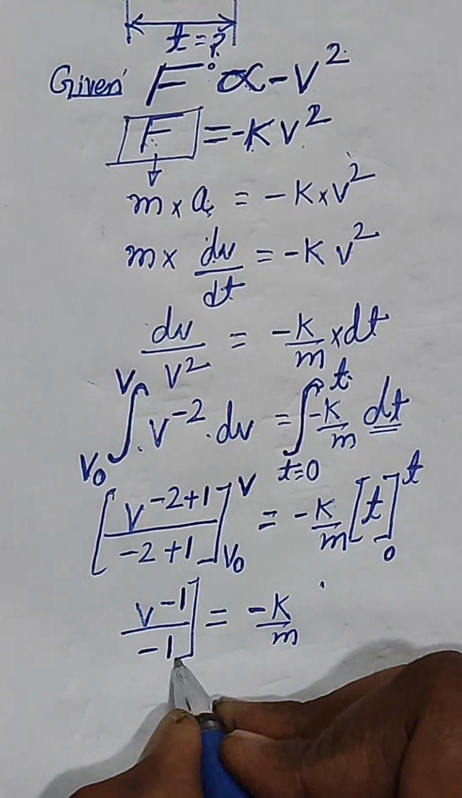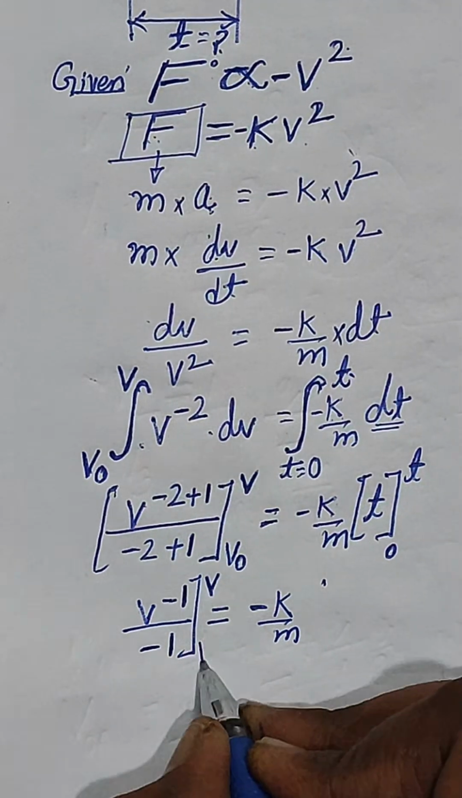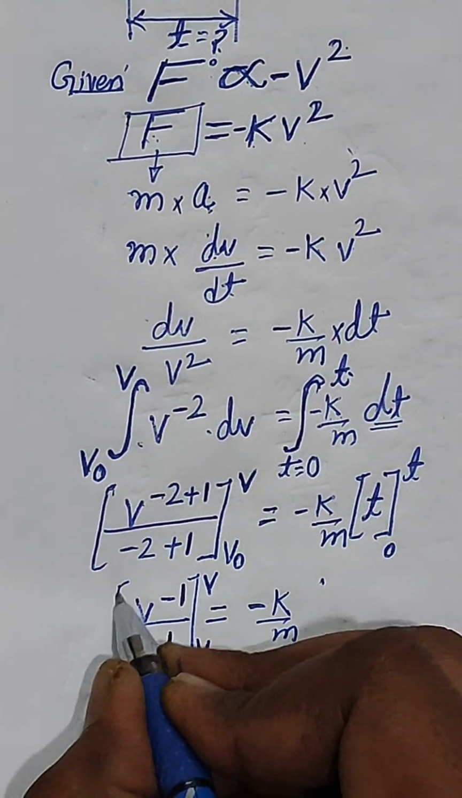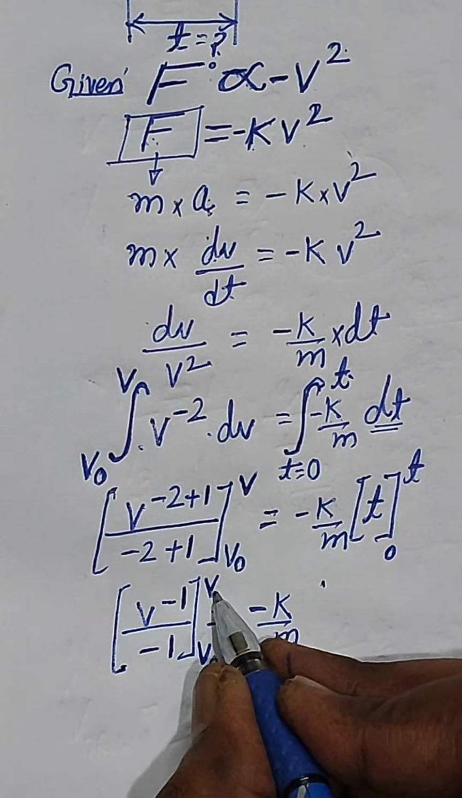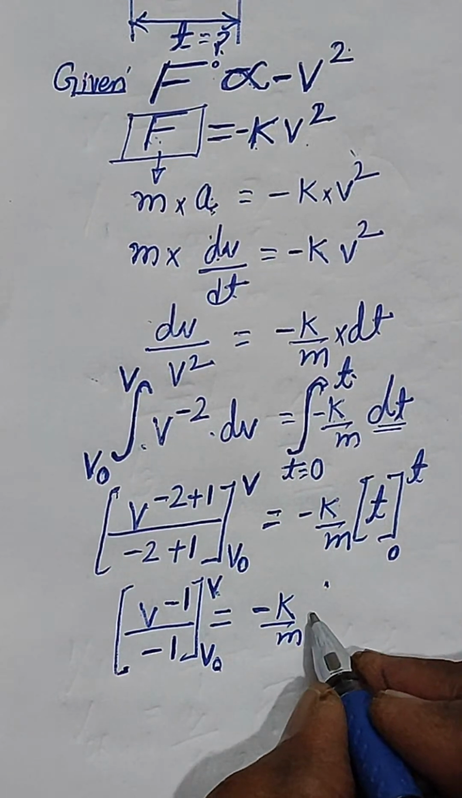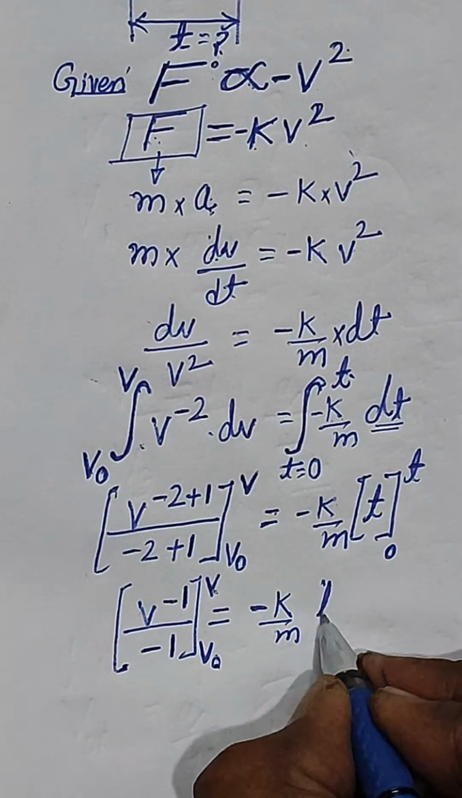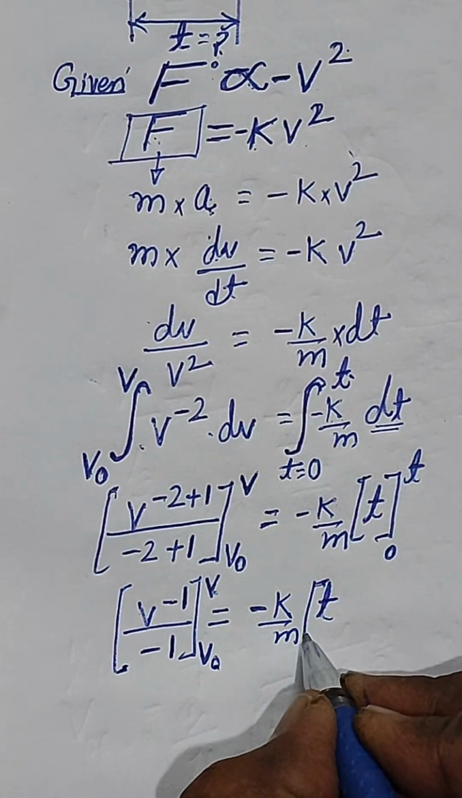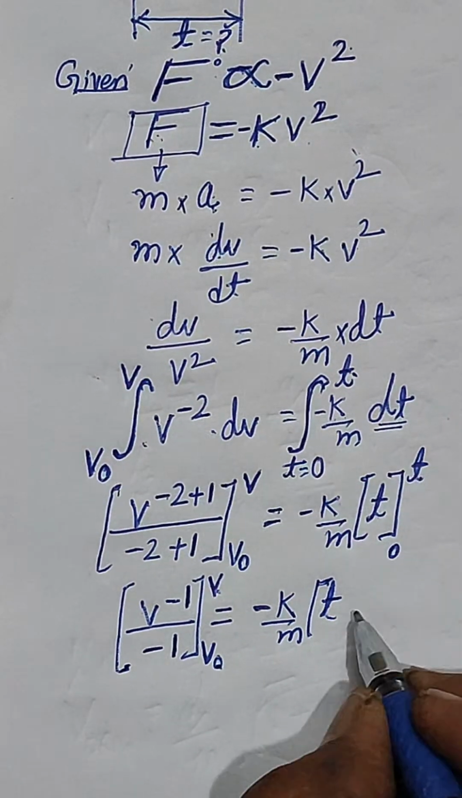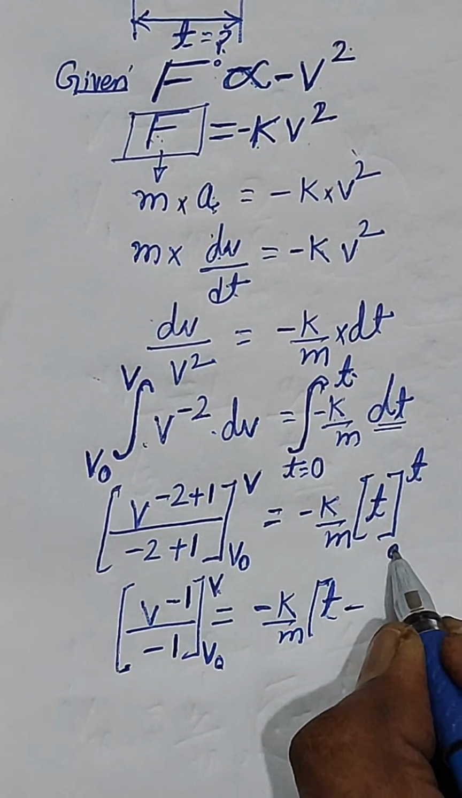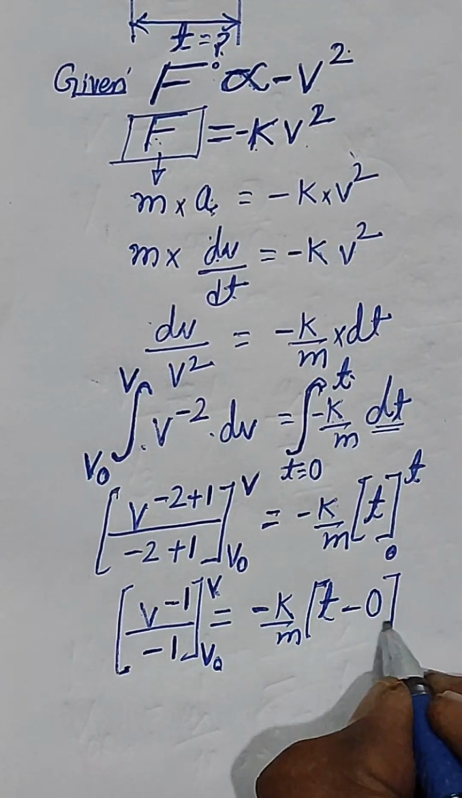So just don't forget to keep the limits, okay? Because the starting velocity of the bullet and exiting velocity of the bullet is given to you. So those are the limits. So for t, when we put the upper limit it becomes t, and when we put the lower limit it becomes 0, right?